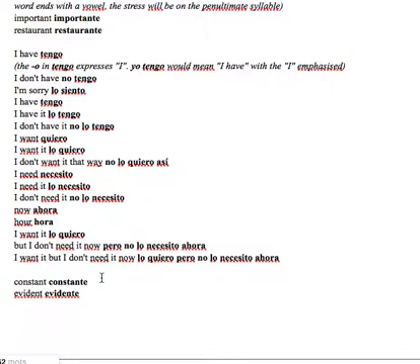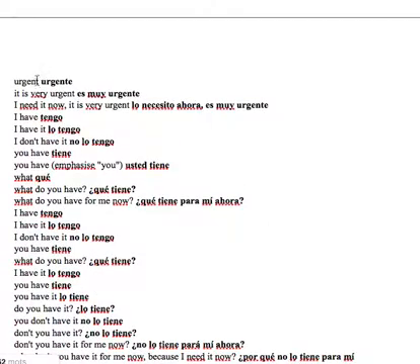So to come back to the words with a T, ANT, ENT, we have constant, constante. Evident, evidente. Urgent, so be careful of this pronunciation. Here is urgente. It is very urgent, es muy urgente. I need it now, but it's very urgent. Lo necesito, es muy urgente.